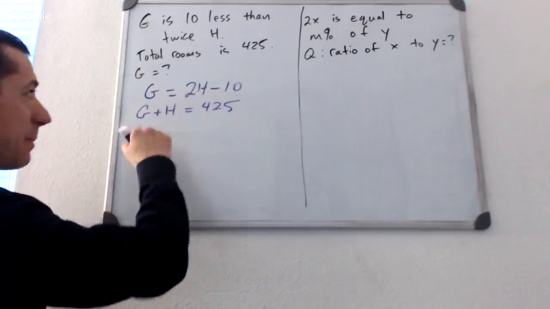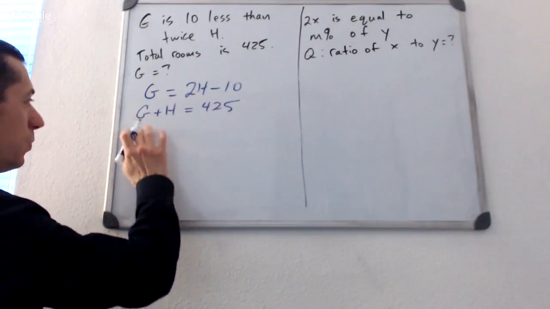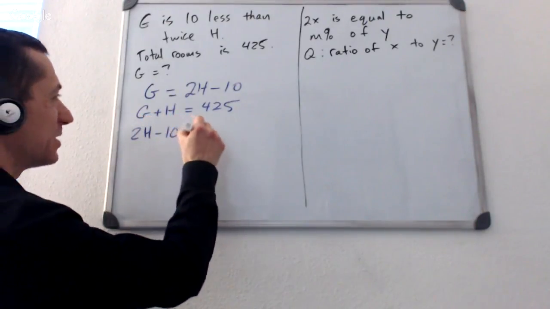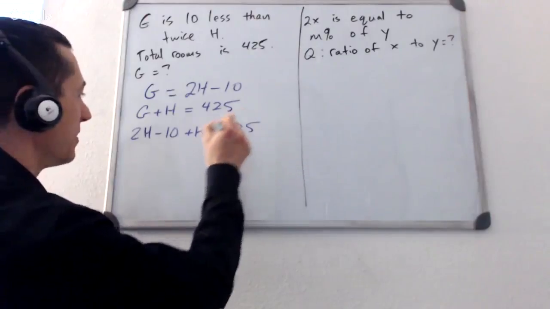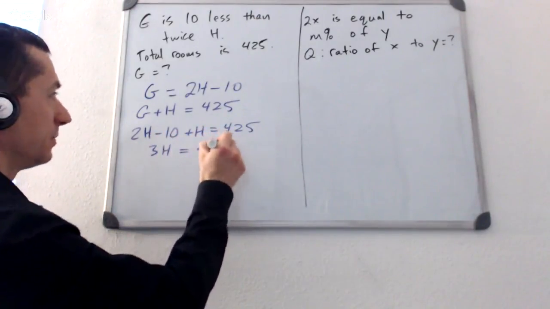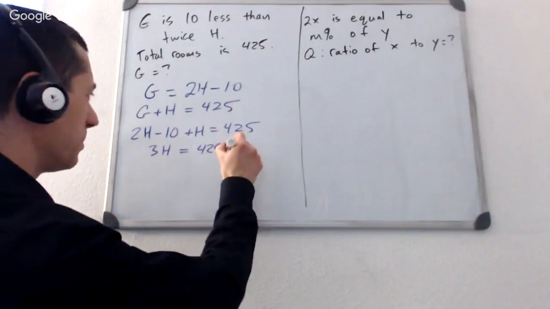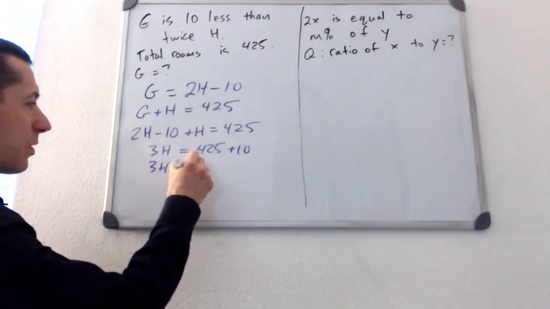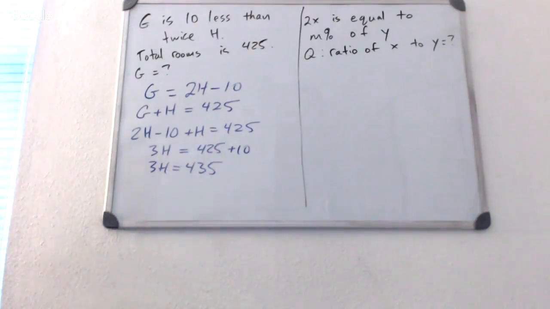I'll just punch this guy back in here. Why did that turn into x? 2h minus 10 plus h equals 425. Easy enough. 3h equals 425 plus 10. And 3h equals 435, if I'm doing this right.